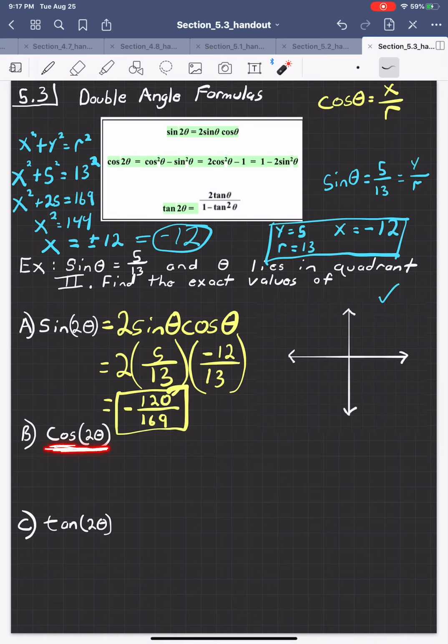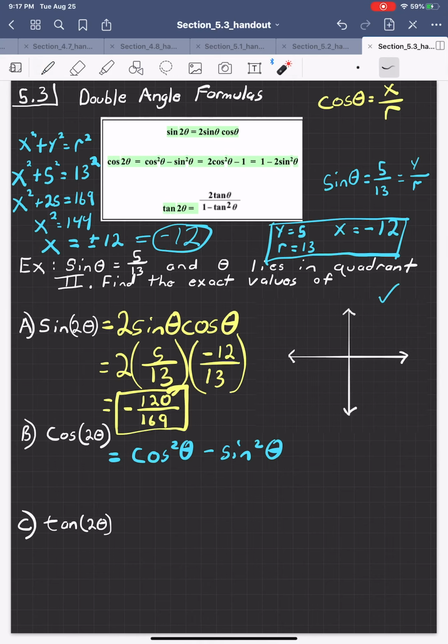Here we go. Cosine of double theta. Well, notice that we have 1, 2, 3 options to choose from for cosine double angles. Now, it doesn't matter to me which one you choose. I'm going to go ahead and go with the first one. So let's see if you can follow me here. I'll change the colors. So cosine of double theta can be rewritten as cosine squared theta minus sine squared theta.